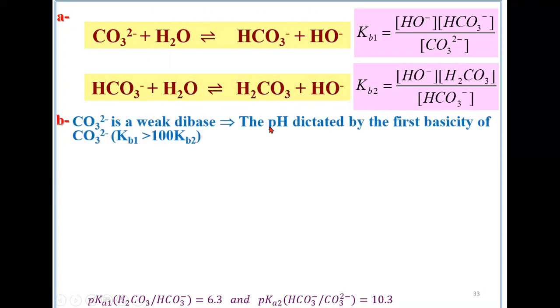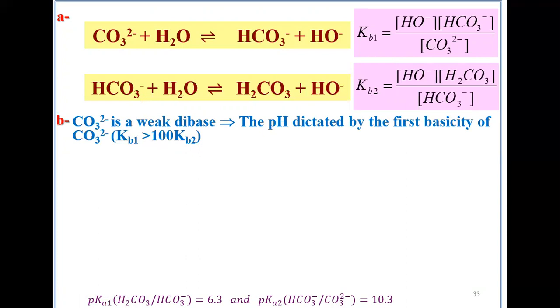So that's part A. Part B, they're asking for the initial pH. Well, you have the carbonate, which you should say to yourself, the pH is indicated only by the first basicity since Kb1 is greater than 100 Kb2. Now, do I really have to go and get these calculations? Well, theoretically, yes, you should. Practically, for this course, no.